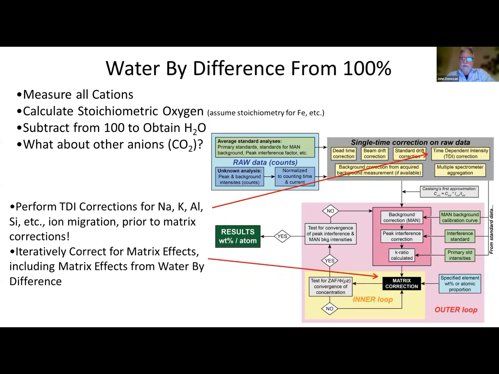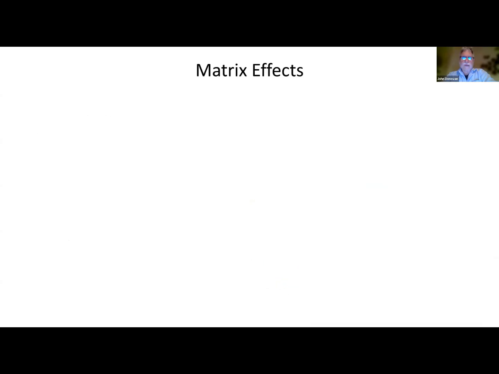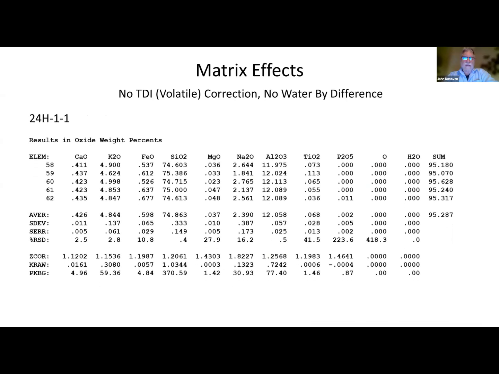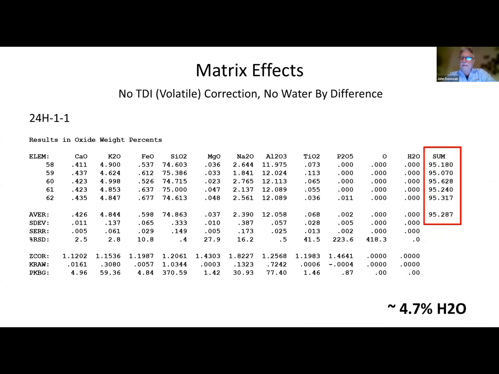And there's our matrix correction, which is iterated. Okay, so matrix effects. Let's try this now. Let's not do any TDI correction and put in no water by difference. What do we get for our analysis? Well, we're getting about 95.3 weight percent total. And so we could say, well, that's about 4.7% water. Well, no, as Erie mentioned, that's not the case. We're overestimating our water because we've underestimated our total.